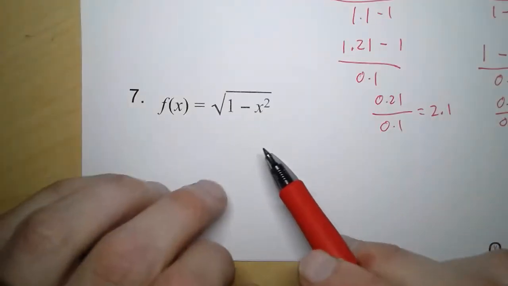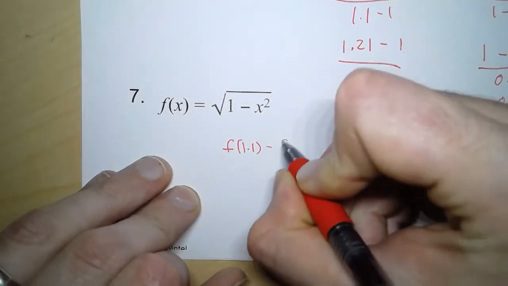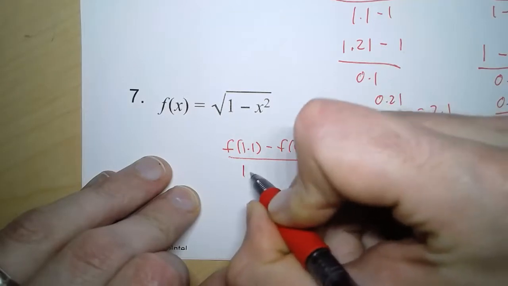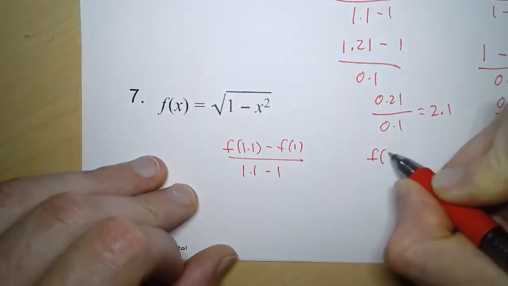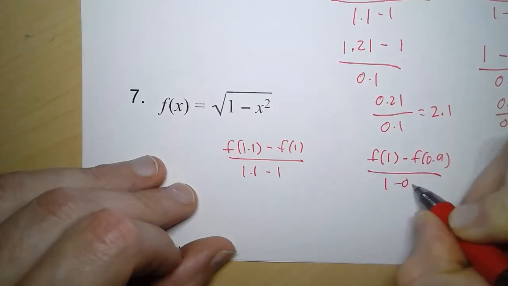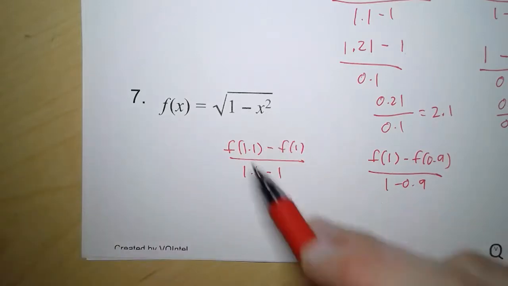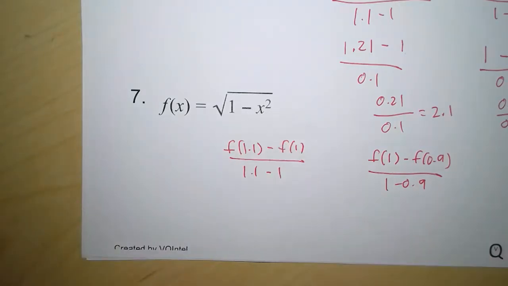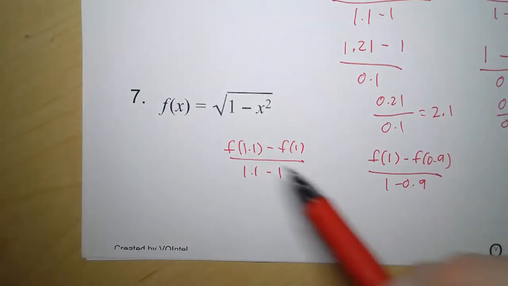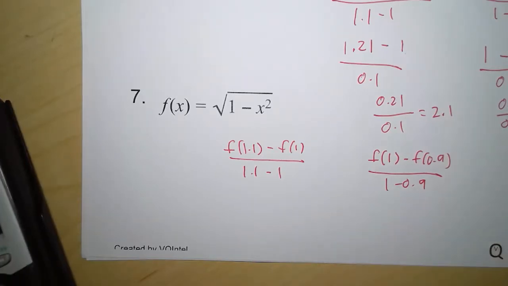And then finally, here we have this one. And so we want to find the slope between 1.1 and 1, and then 1 and 0.9. Now what's interesting here is if you try and plug in 1.1, this doesn't even work because you get a negative under the radical. And in starting calculus, we don't deal with complex numbers, which means this slope doesn't even exist. So that's a problem for us because we want both of these to be equal.